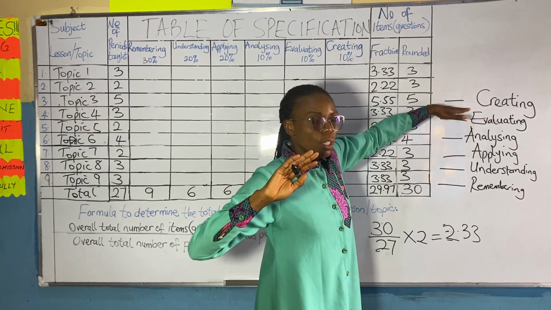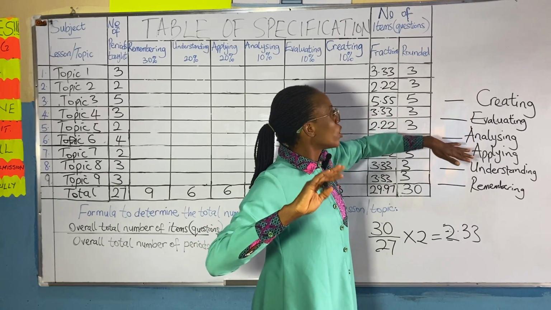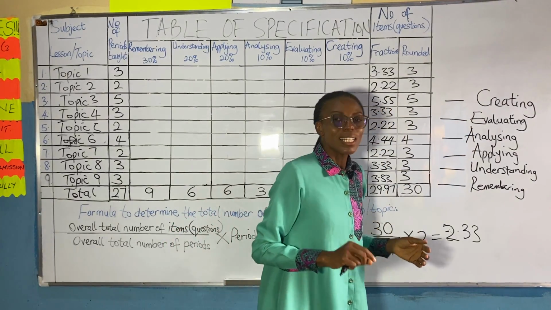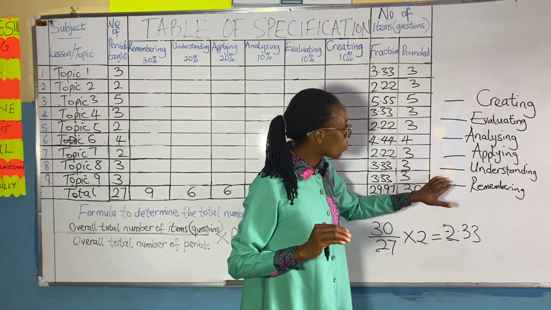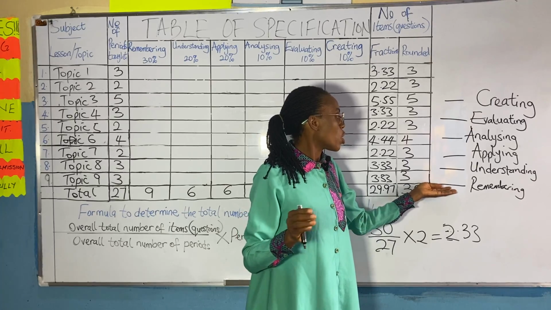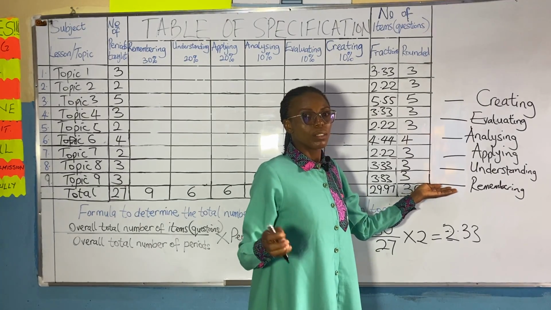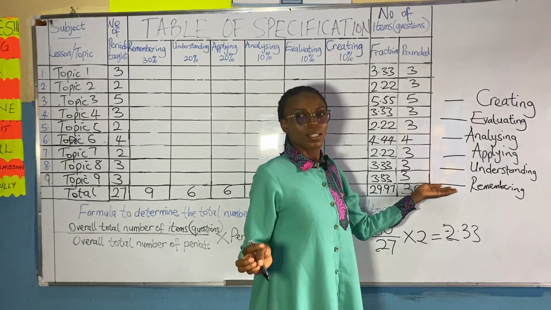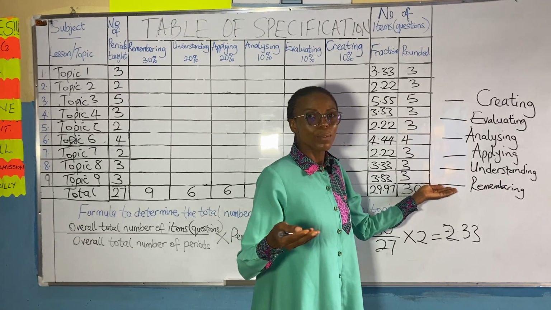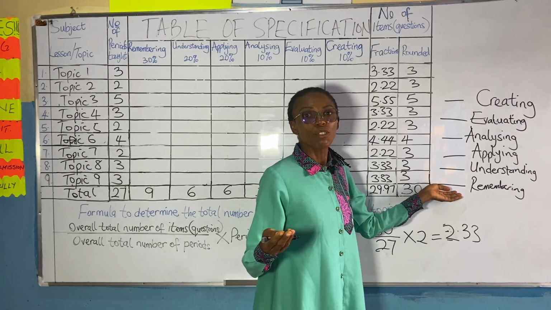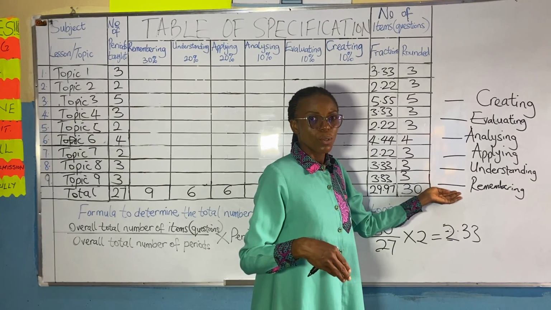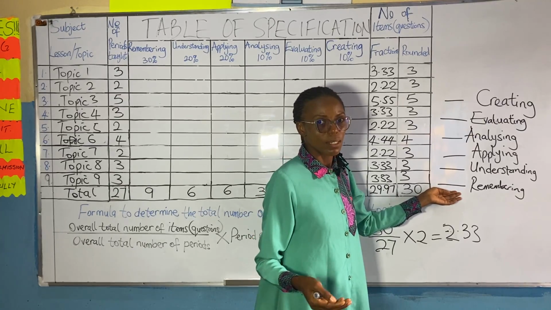No child in your class who is taking this assessment will fail to have at least some marks if you set your questions this way, because remembering is just like mention, list, name. You understand? Those are simple basics that every child should be able to do. Recite it, name it, mention it.